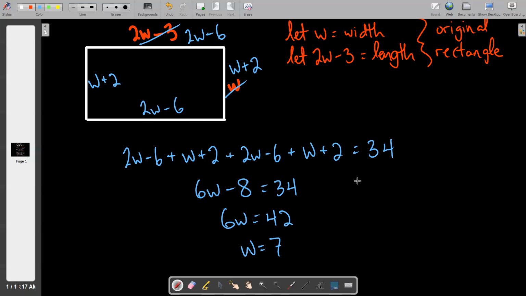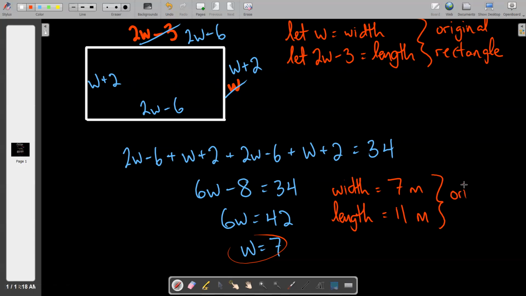So to be clear, we just figured out that the width, I'm going to switch colors here. So remember, W equals 7 is cool. That's the width of the original rectangle. So we can say originally the width was 7 meters. Is that correct? I believe, yes. And then the length is 3 less than twice that. What's twice that? Twice that is 14, down 3 is 11. So these are the dimensions of the original rectangle.